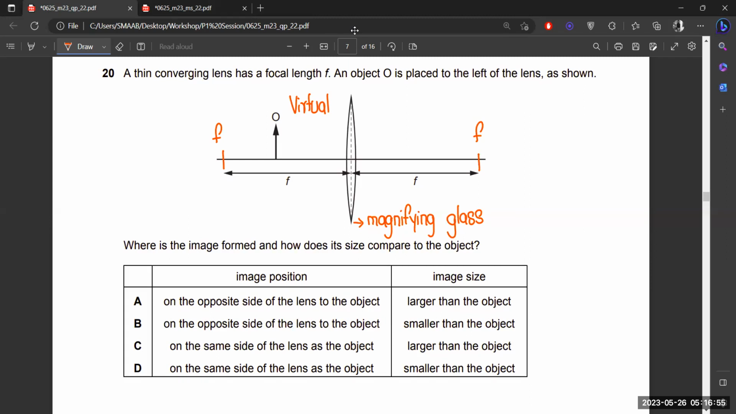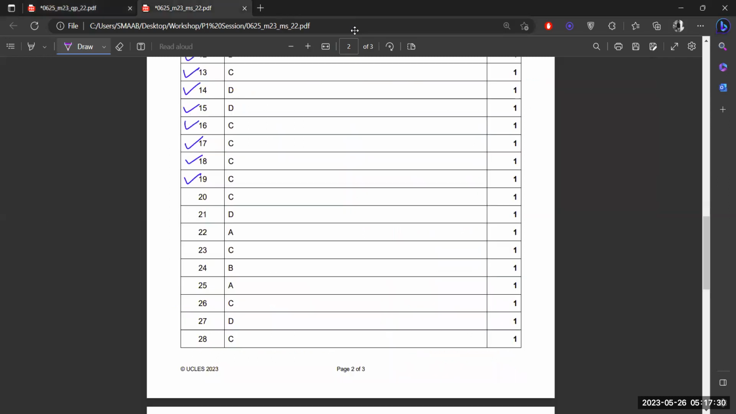Okay, moving towards the question. So a virtual image will be on the same side, that is the concept. So A and B are not possible because no image is going to be obtained on the screen. So on the same side of the lens as the object, larger than the object. Yes, because I already mentioned the magnifying glass. This convex lens helps us to work like a magnifying glass. So the image will be magnified. So C is the right choice. Straightforward question. 20 C. Right. That is correct.